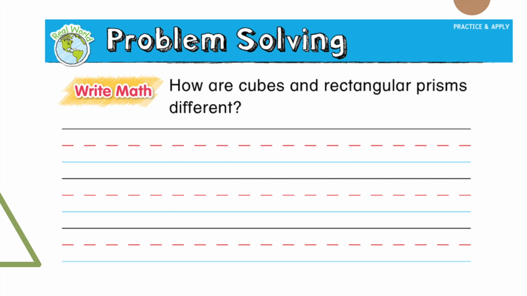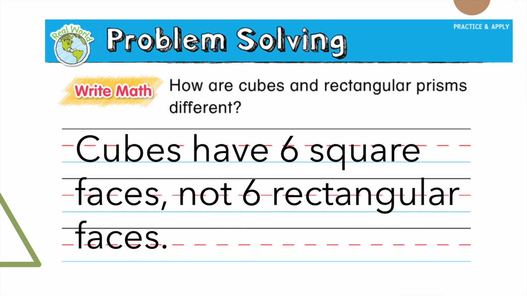We just learned that there are certain things that they have the same and certain things that they have different. How are cubes and rectangular prisms different? This is what I wrote. Cubes have 6 square faces, not 6 rectangular faces. Is it similar to what you wrote? Great job.